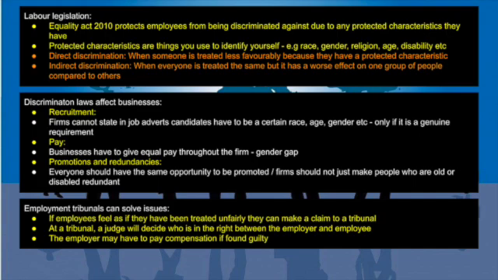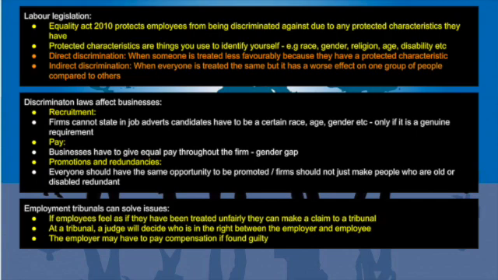Now, discrimination laws also affect businesses. It affects their recruitment phase, so firms cannot state in a job advert that candidates have to be a certain race, age, gender, etc. So they basically can't state any protected characteristics in an advert for a job. Only if it's a genuine requirement, maybe like a female is needed to clean the female toilets. It also affects pay. Businesses have to give equal pay throughout the firm, and promotion and redundancies as well. Everyone should have the same opportunity to be promoted, and firms shouldn't just make people who are old or disabled redundant.